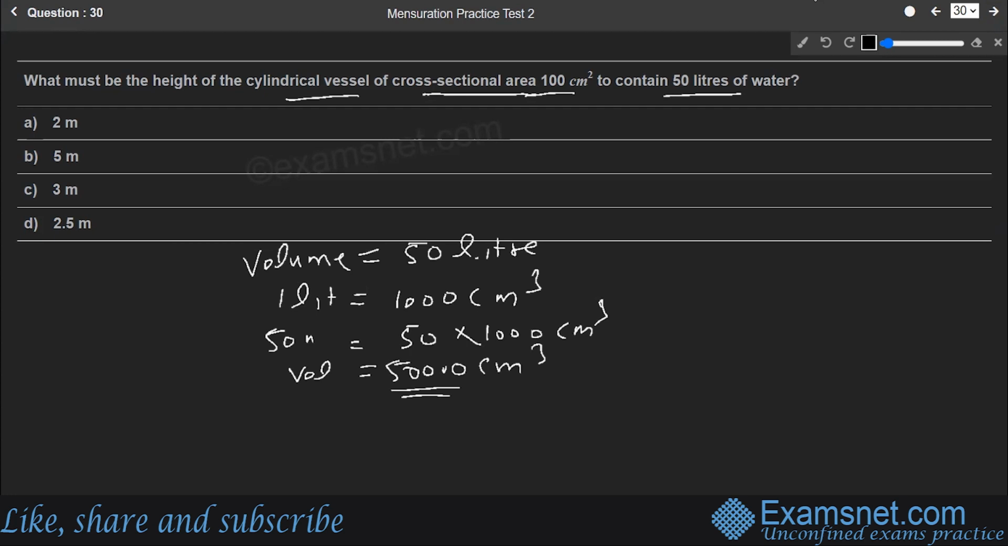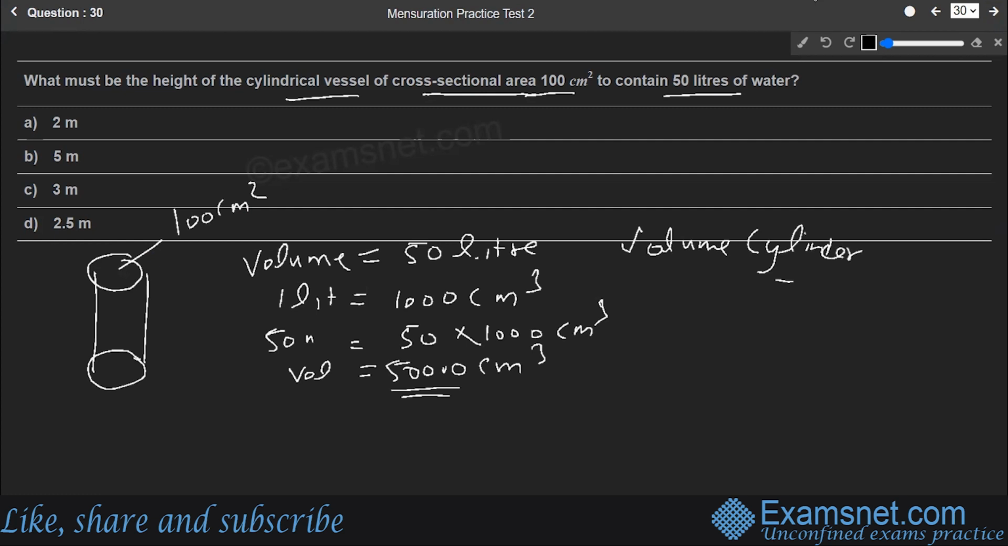Now let's see what is the cross sectional area. So this is how the cylinder looks like. The cross sectional area is also already given to us. The cross sectional area is 100 centimeters square. So volume of the cylinder can be calculated as cross sectional area multiplied by the height. So what is the cross sectional area? It is 100 multiplied by height. Height is to be calculated, so let's say height is unknown.